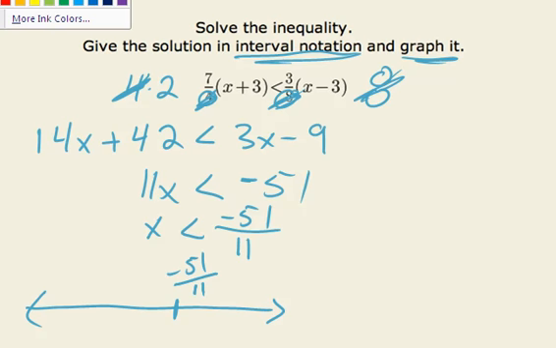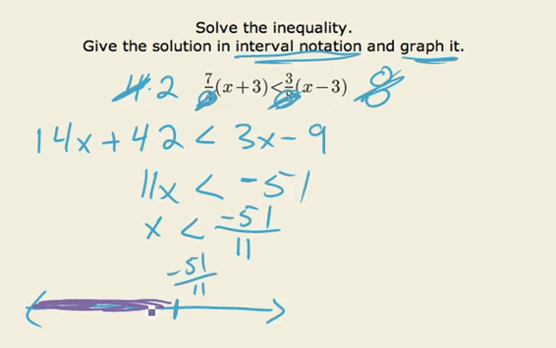And we would like to include all the x values that are less than that. So less than that is these x values over here. Since this is a strict inequality, I just want x values less than that. I don't want to include that value. So I have an open circle at negative 51/11ths.